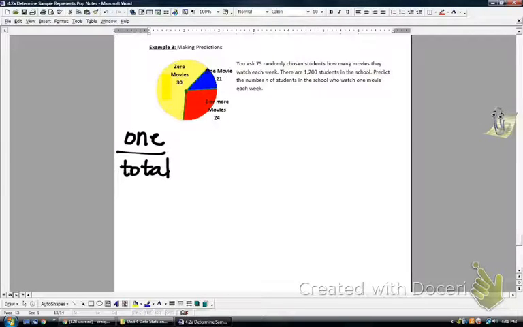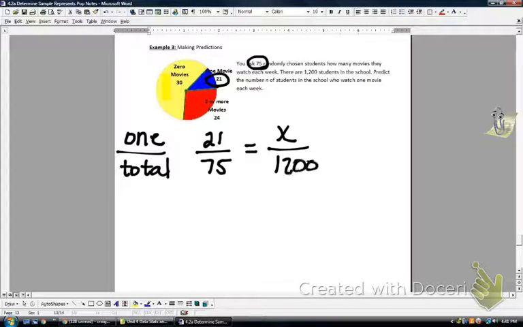And we look at our circle graph. And for one movie, we have 21 students out of 75 surveyed. Okay, so I have the 75 here and I have the 21 here. Then I'm going to make a prediction for my whole population at school. All right, so I've set up a proportion. This should look familiar. Cross the equal sign and multiply.